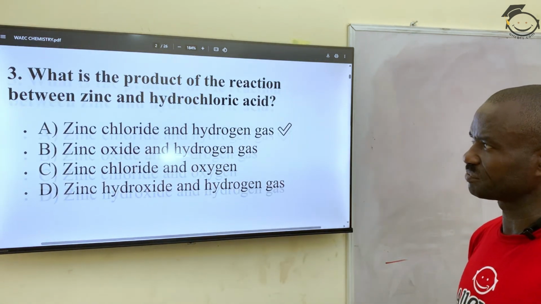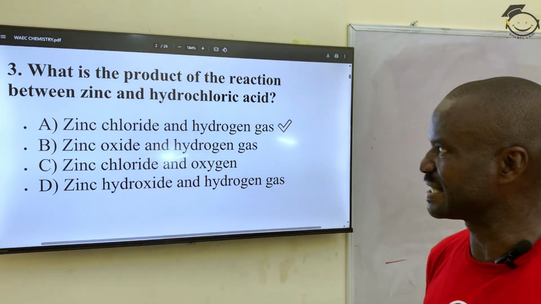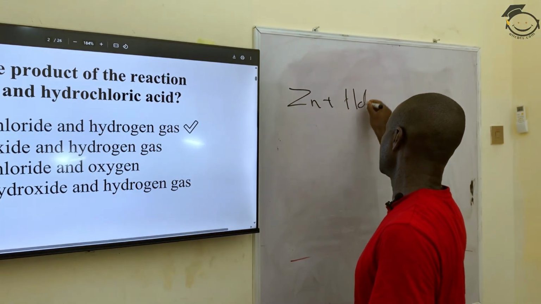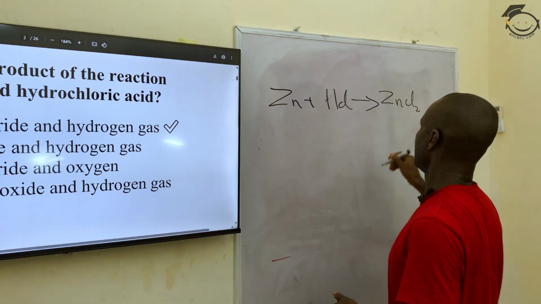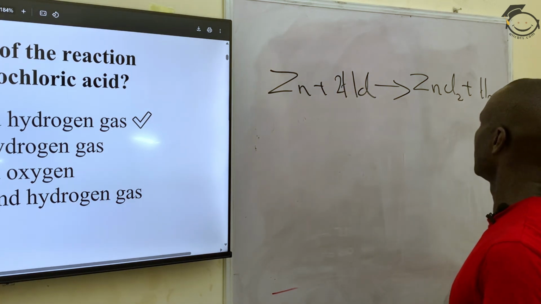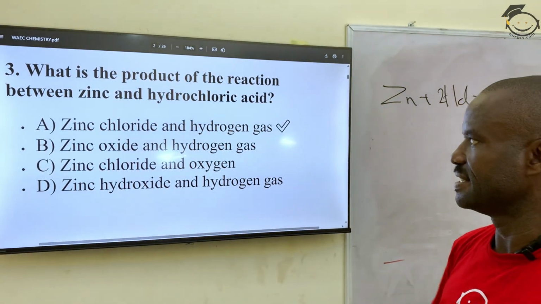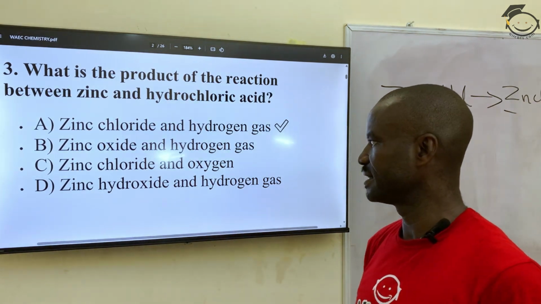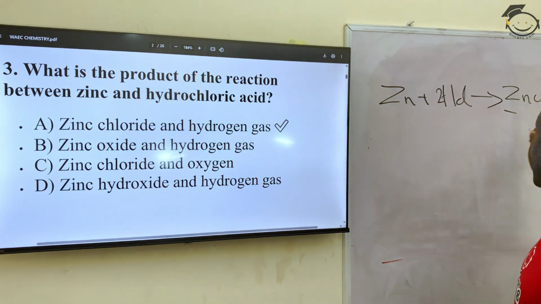Question 3. What is the product of the reaction between zinc and hydrochloric acid? The metal zinc plus hydrochloric acid will give you zinc chloride plus hydrogen. Balance the equation. So this is the product. A, zinc chloride and hydrogen gas. B, zinc oxide and hydrogen gas. C, zinc chloride and oxygen. D, zinc hydroxide and hydrogen gas. The correct answer is A, zinc chloride and hydrogen gas.